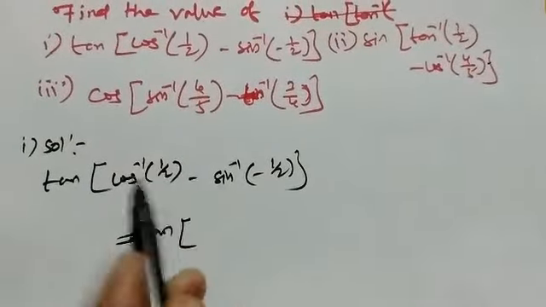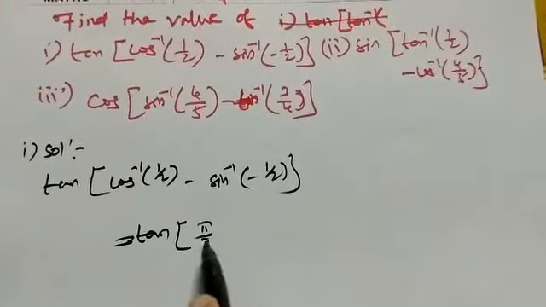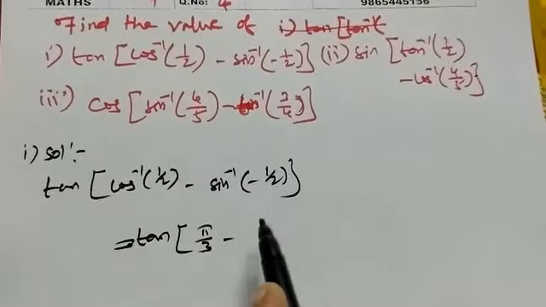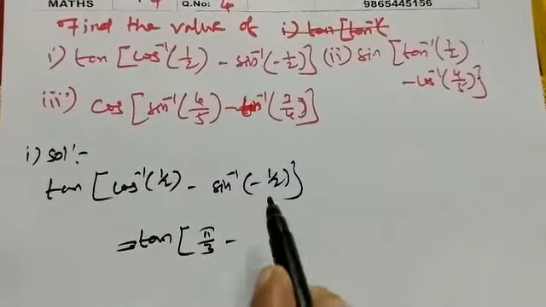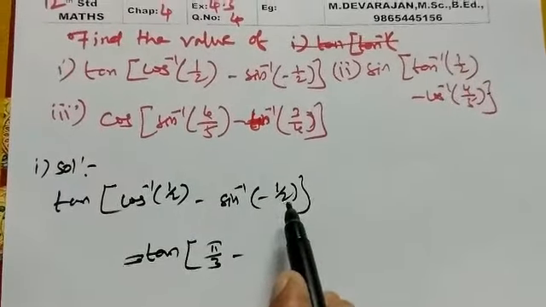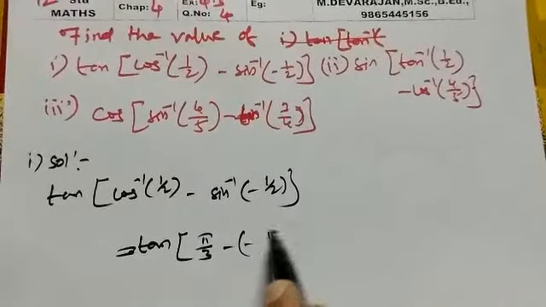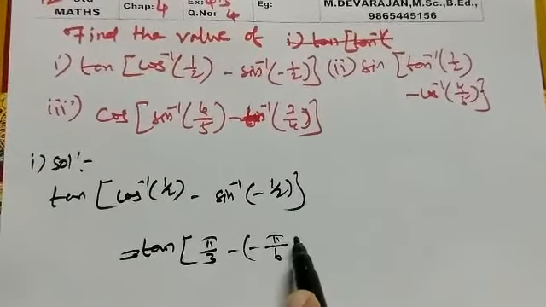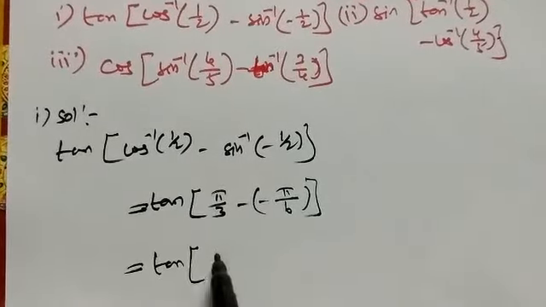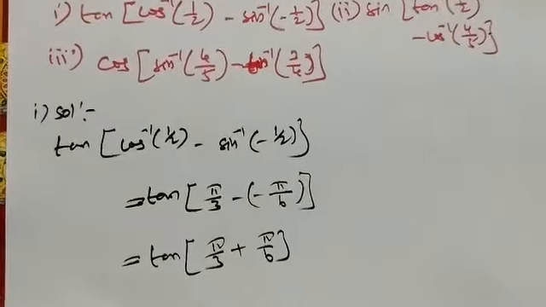So cos inverse of 1 by 2 is 60 degree, which we say is pi by 3. Sin inverse of minus 1 by 2: sin 30 degree is 1 by 2, sin of minus 30 degree is minus 1 by 2, so we say minus pi by 6. So it equals tan of pi by 3 minus minus, plus pi by 6.